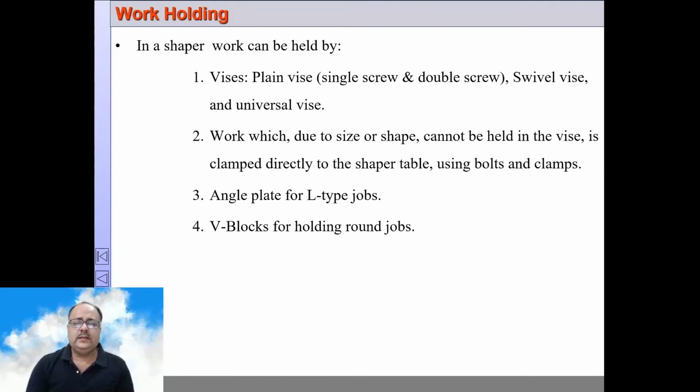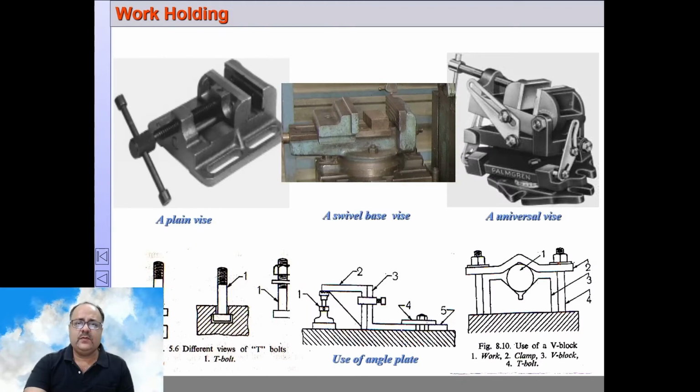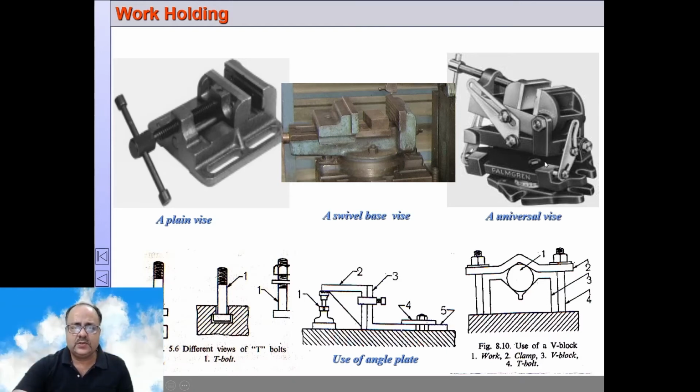Work holding, as I have already said, you can use vices, you can directly mount the workpiece, you can use angle plates, you can use V-blocks, various ways in which you can hold the workpiece. So here, this diagram shows the various ways of holding a workpiece on a shaper machine. This is a plane vise, universal vise, this can be swiveled, and not only swiveled, it can be tilted also. This is a T-bolt which is fitted in the table to clamp the workpiece or hold the workpiece.